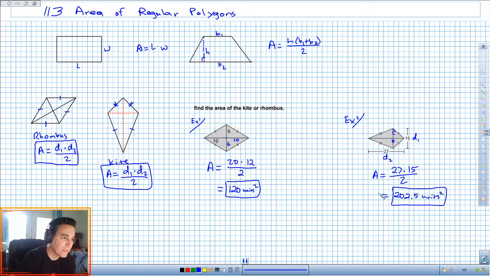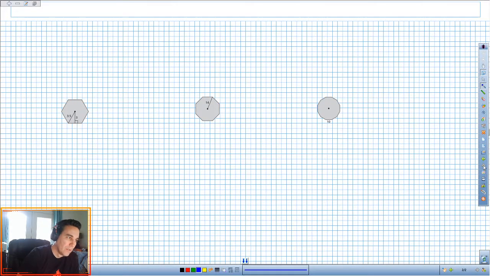You wish that was it. You're like, yeah, that's it. That's easy stuff. But that's not it. That's just part of the homework. The next part gets a little bit more complicated. So we're going to start doing polygons. So let's get into polygons.